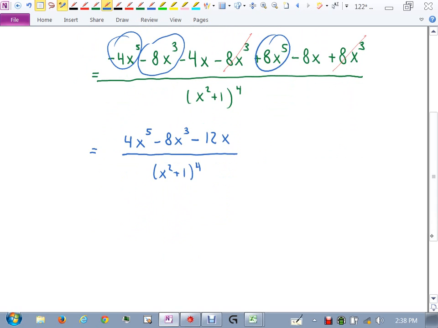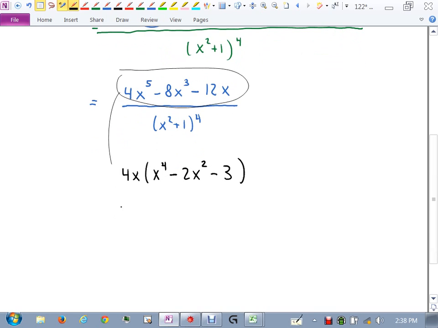All right, now I have to set the numerator equal to 0, right? Yes? So if I set the numerator equal to 0, I'm going to factor out a 4x first, setting that to 0. 4x is going to come out. I'm going to be left with x to the 4th minus 2x squared minus 3.